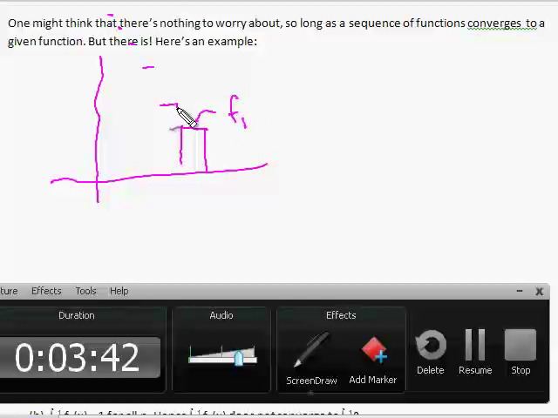f2 is going to be higher. In fact, the way I define it is going to be twice as high. Here's f2. It's going to be twice as high and half as wide. f3 is going to be twice as high as that and half as wide again, and so on. So I'll just define this sequence of functions.